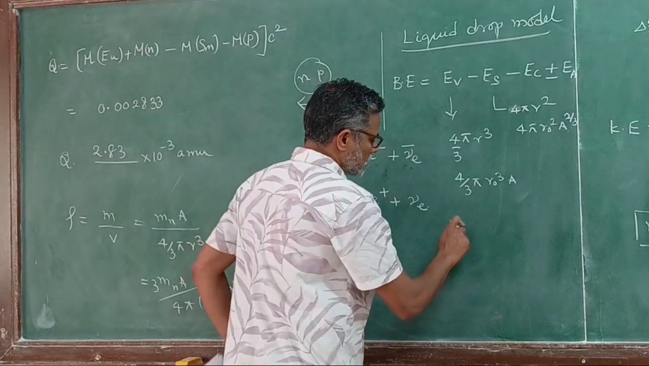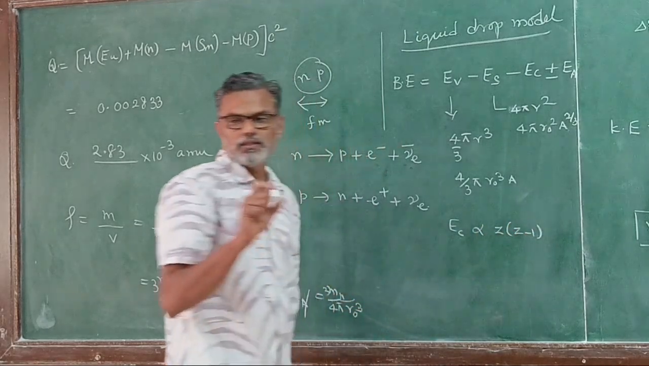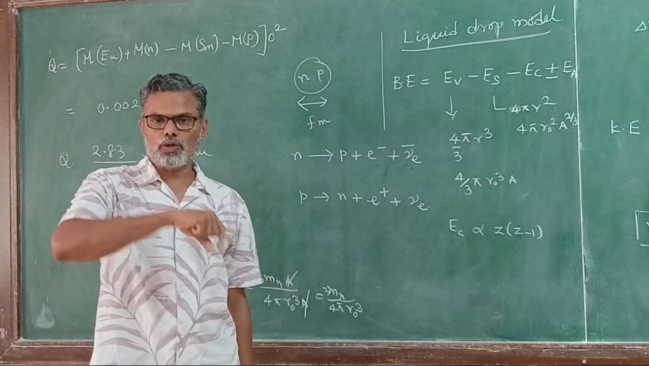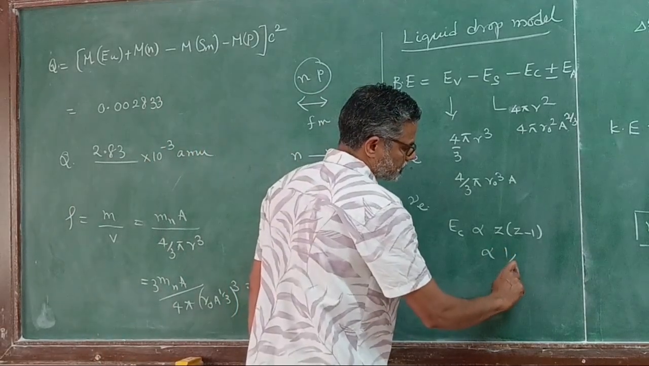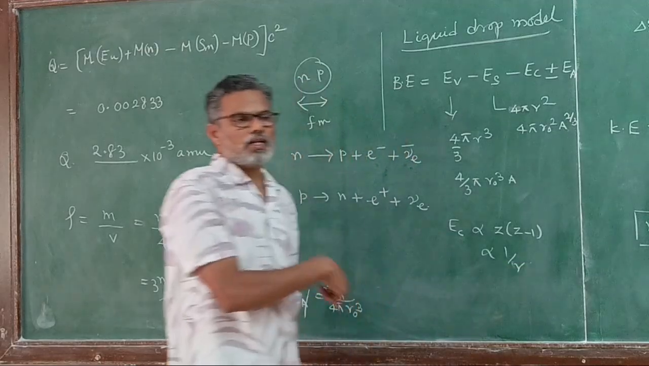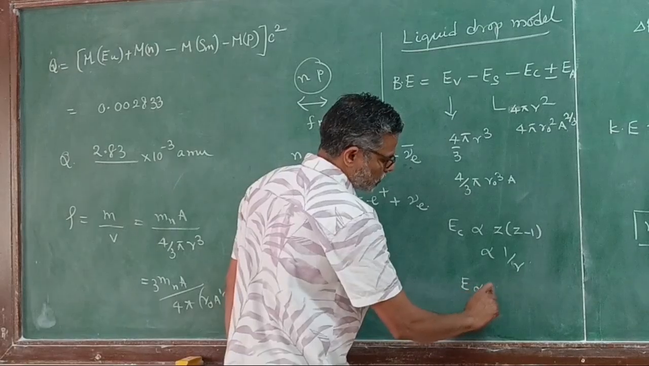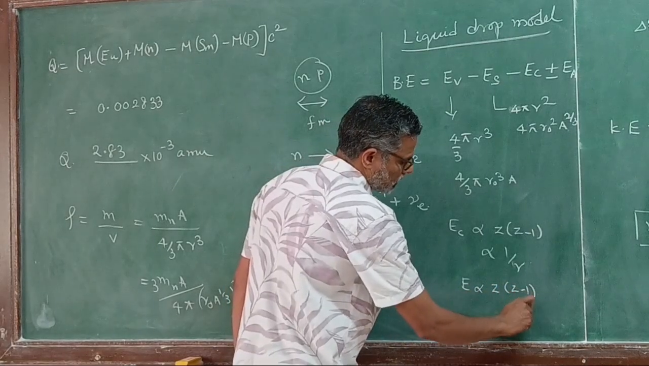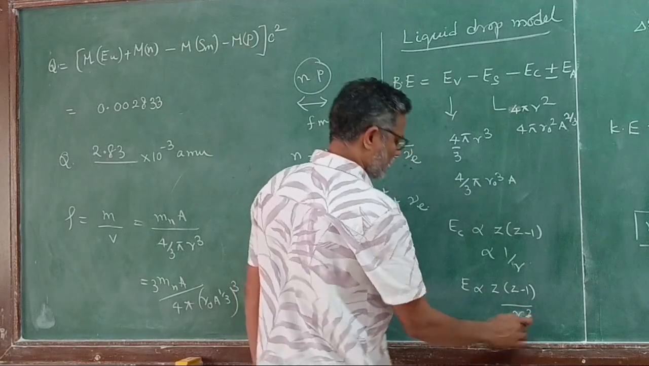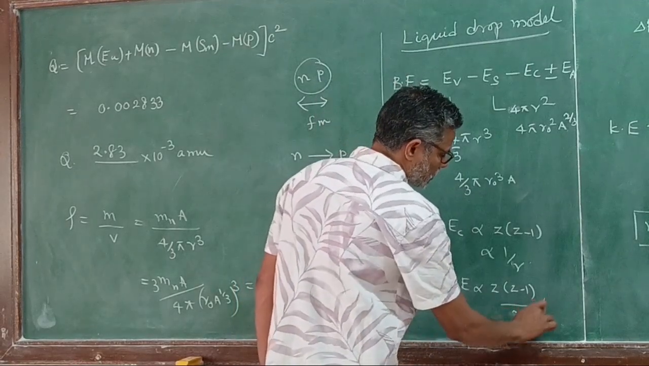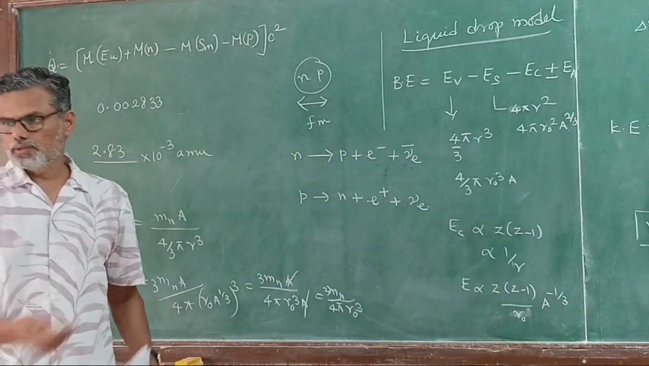The Coulombic contribution, your EC, is proportional to Z into Z minus 1. That means between the two nuclei, the number of protons and then the remaining protons. And it also depends on 1 by R. So when R equals R naught A to the power of 1 by 3, this EC is proportional to Z into Z minus 1 divided by R naught into A to the power of 1 by 3. So that's how it goes.